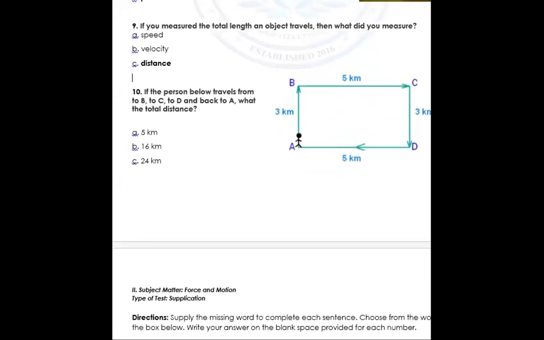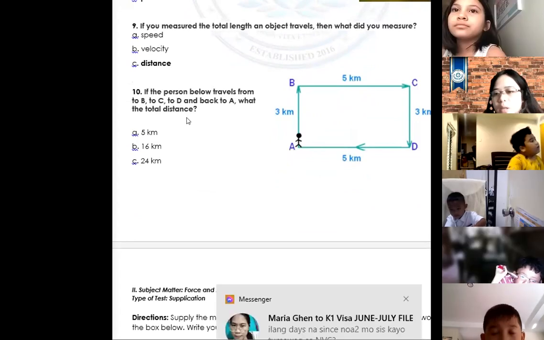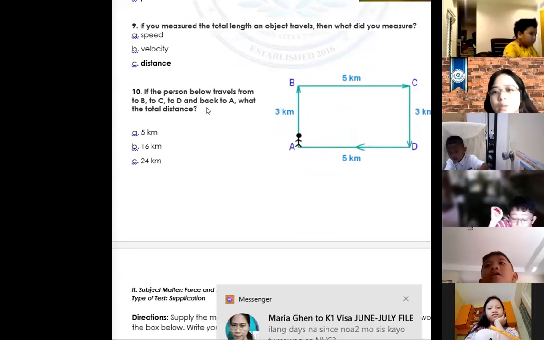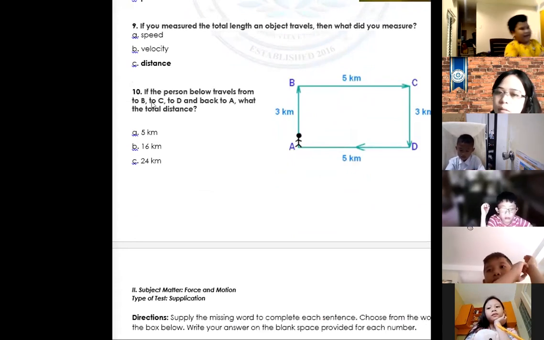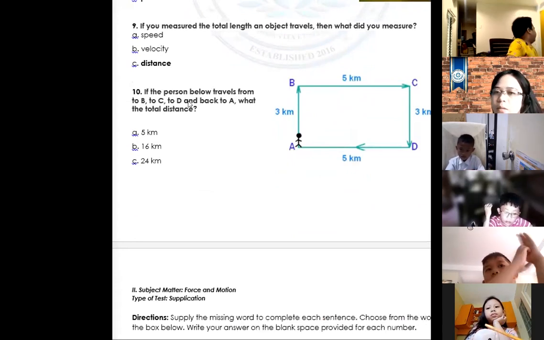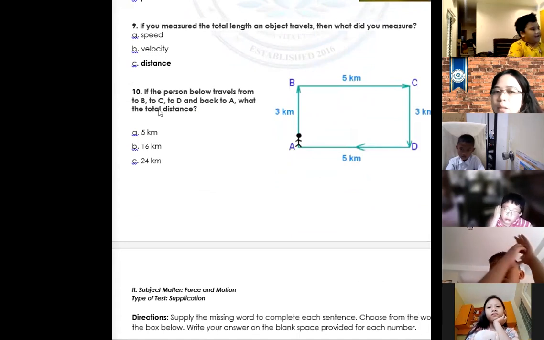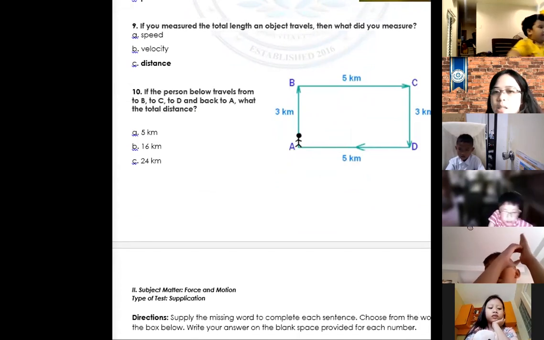Okay, so you have another one, last, number 10. If a person travels from A to B to C to D and back to A, what is the total distance? It's B.